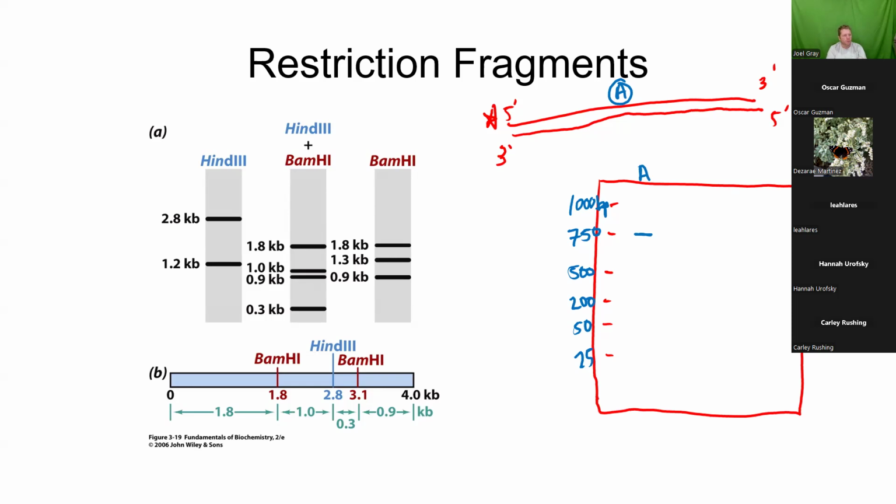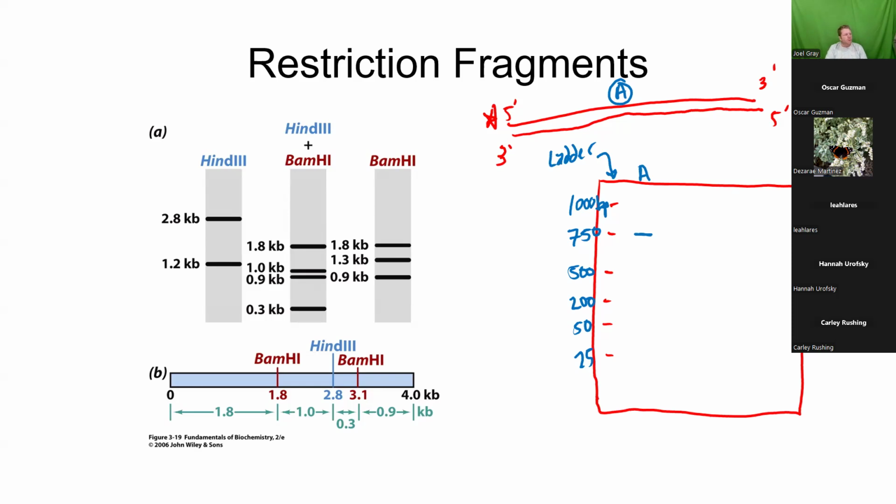Large, somewhat negative charge, molecular weight at 750 base pairs. Yes. We know that it's 750 base pairs because we've got our molecular weight ladder in this lane right here, in this column right here.